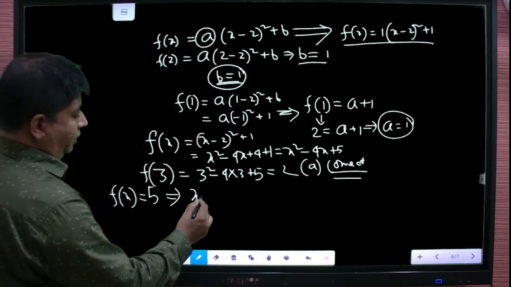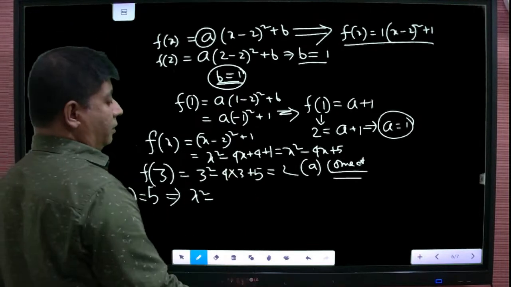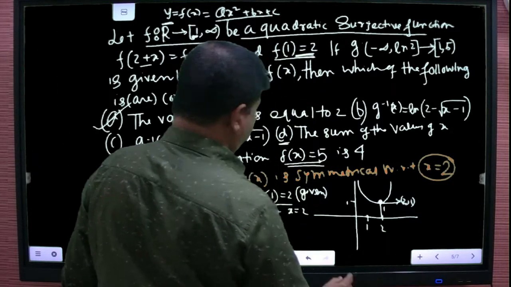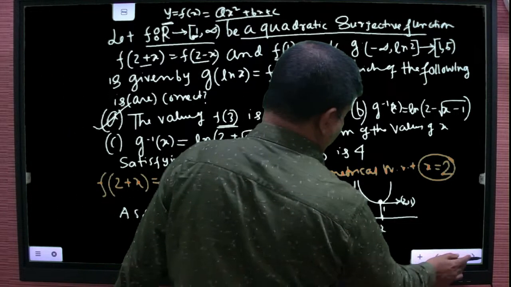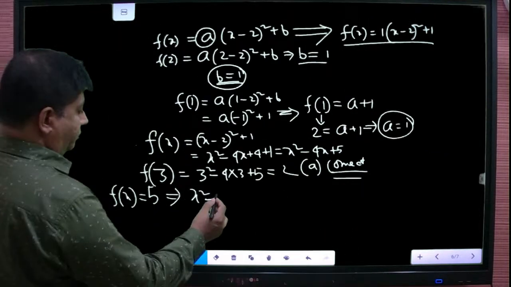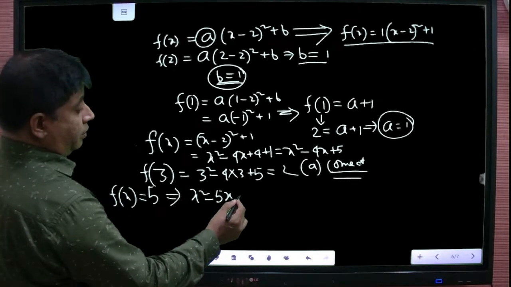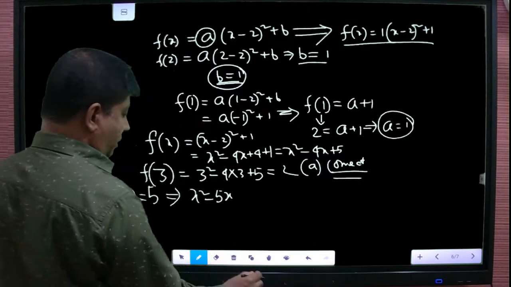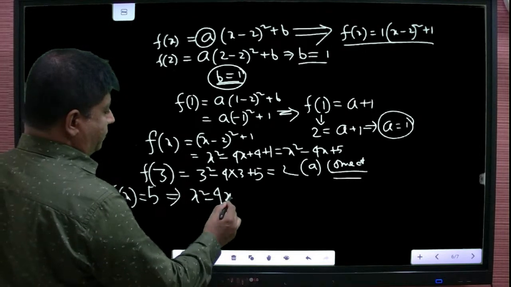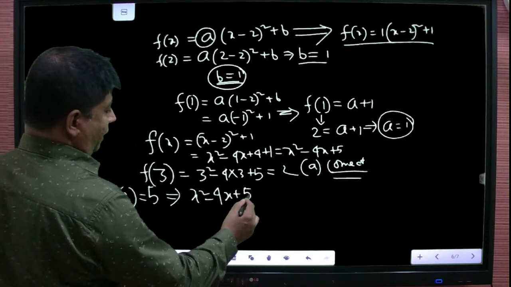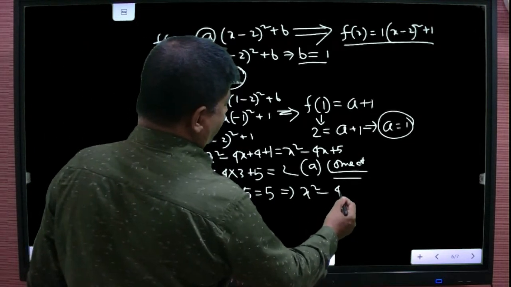What does f(x) = 5 mean? x square, f(x) = 5, so x square minus 4x plus 5 is equal to 5. That means x square minus 4x is equal to 0.